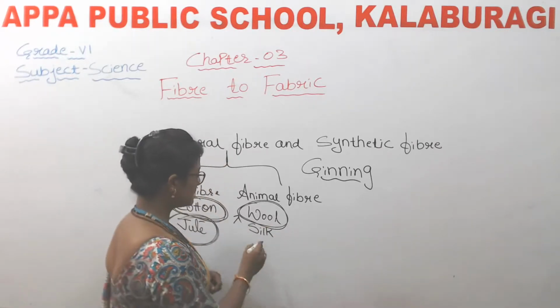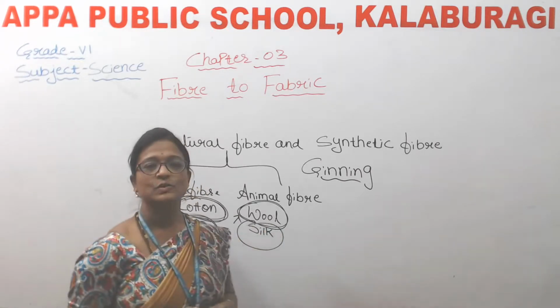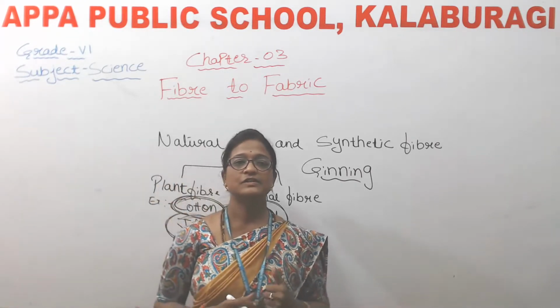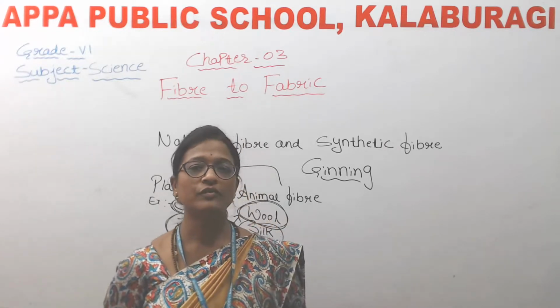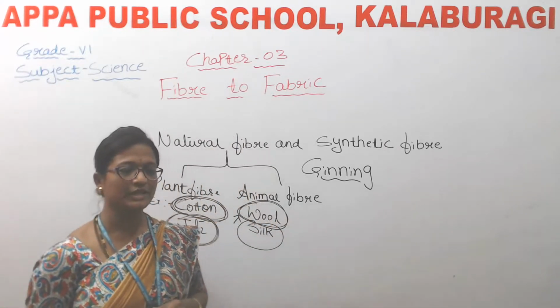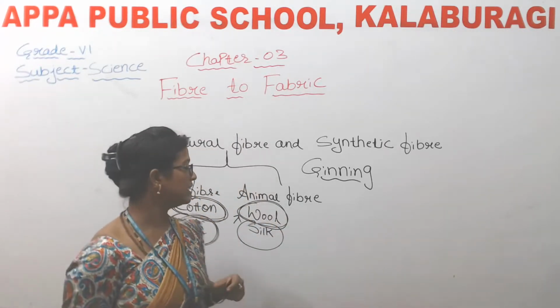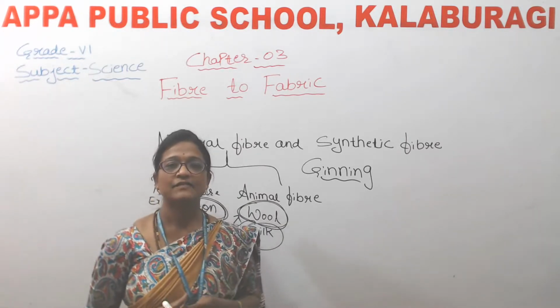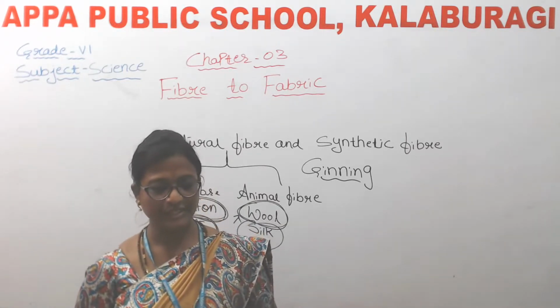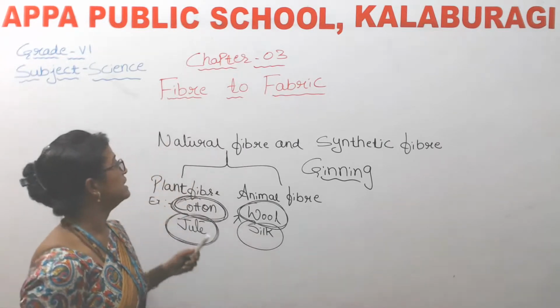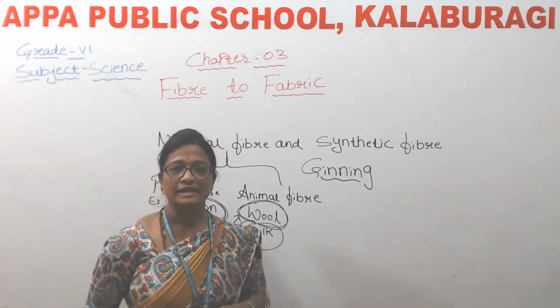Next, silk. As I said, silk is drawn from the cocoon of the silkworm. I have shown you the cocoons also. From those cocoons, silk fiber is obtained. So this is all about natural fiber and synthetic fiber.